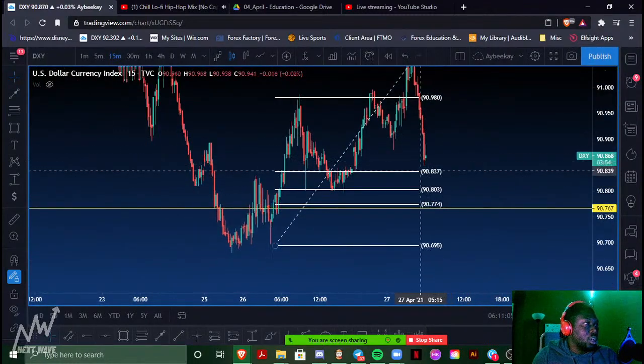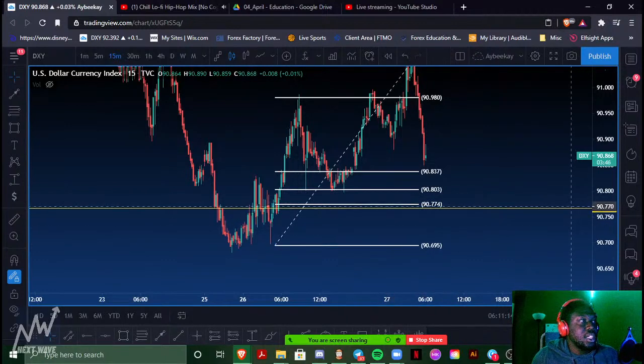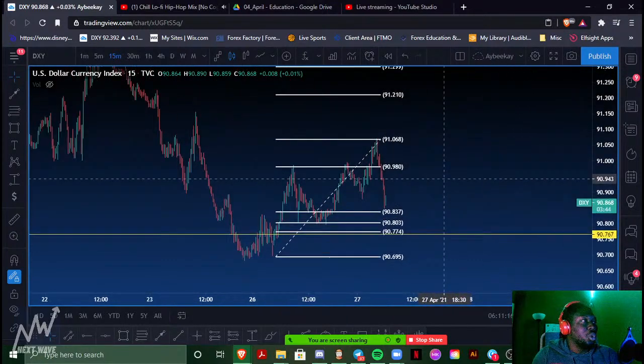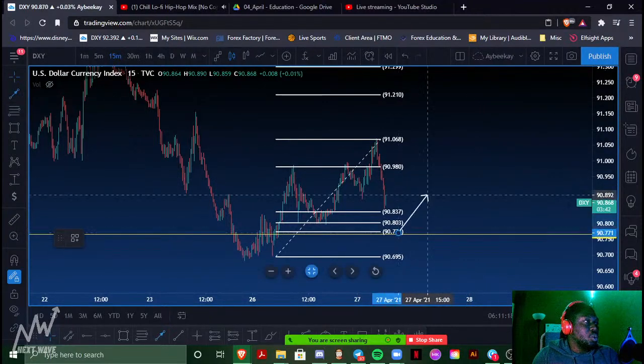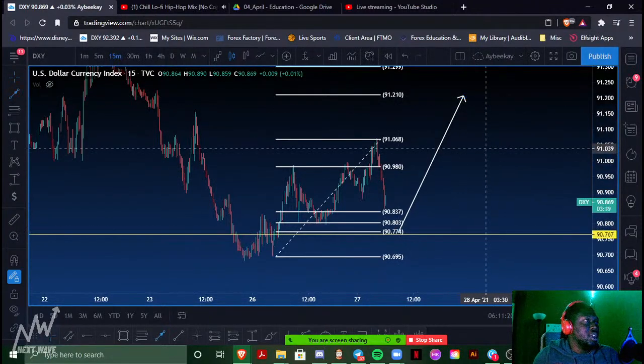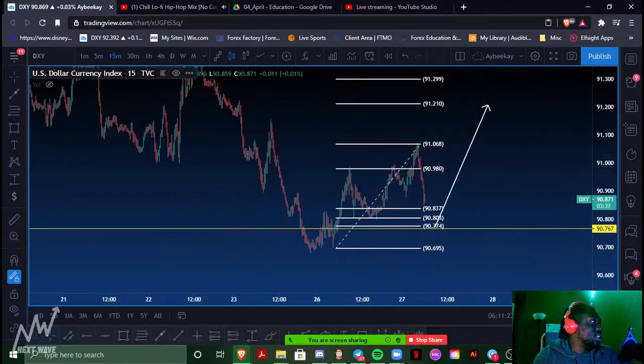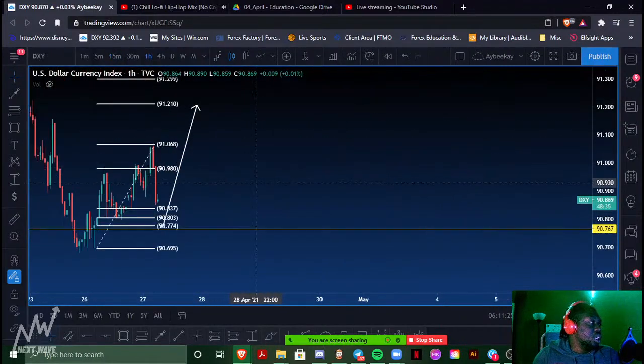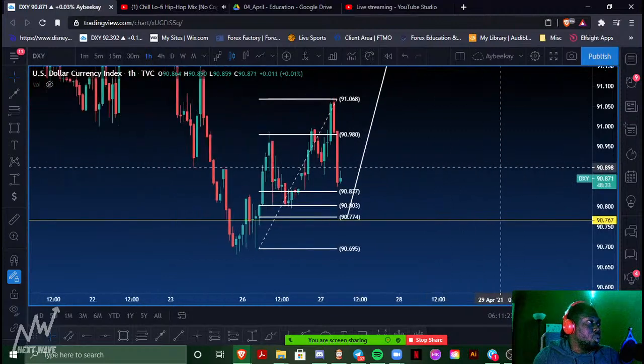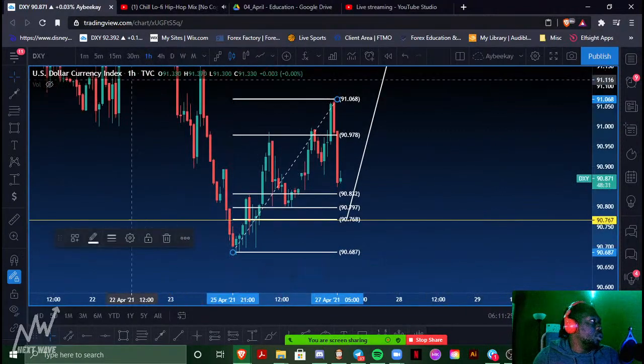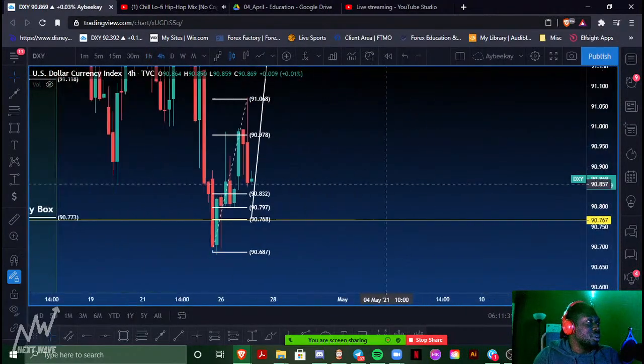Price is coming very shortly, probably ending up coming back to 90.774 right here, just to come back to this 71% fib, and that's when I really want to see the DXY start to take off. That's what I would personally want to see, if we look at it from an hourly point of view, or let's even go to a 4-hour point of view.